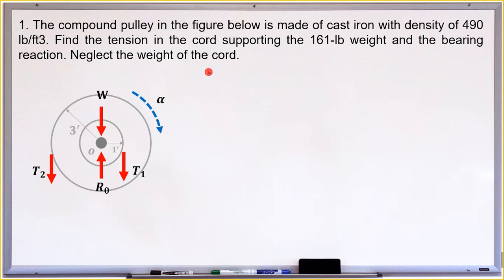Okay, so solving for R not, or the bearing reaction. We take the summation of forces of the compound pulley along the vertical, that is equal to 0. We take positive if upwards. Now this is for the static equilibrium condition.